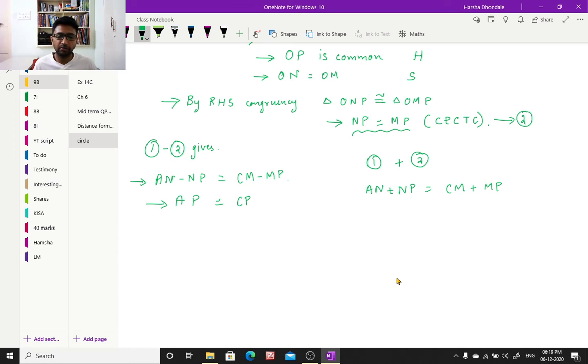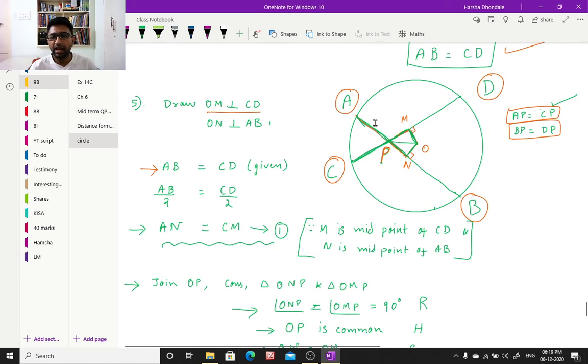Please see the diagram. What is AN plus NP?